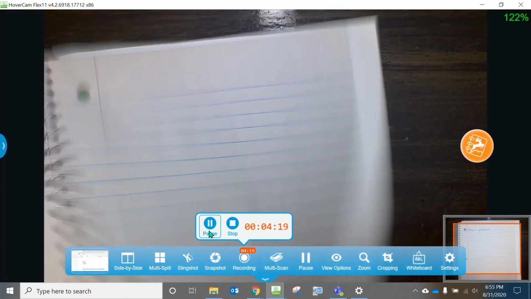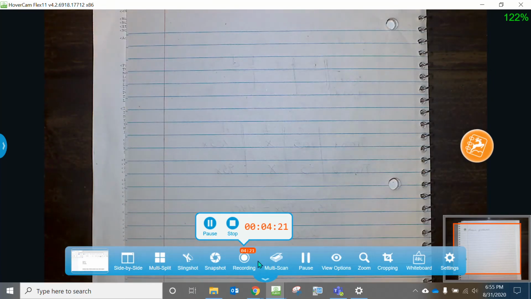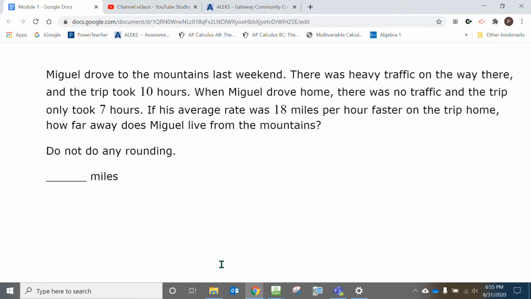Okay, let's take a look at a second type of example. Same chart we're going to use. Miguel drove to the mountains last weekend. There was heavy traffic on the way there, and the trip took 10 hours. When Miguel drove home, there was no traffic, and the trip only took 7 hours. If his average rate was 18 miles per hour faster on the trip home, how far does Miguel live in the mountains? So let me get some information down, then I'll go back to my paper.